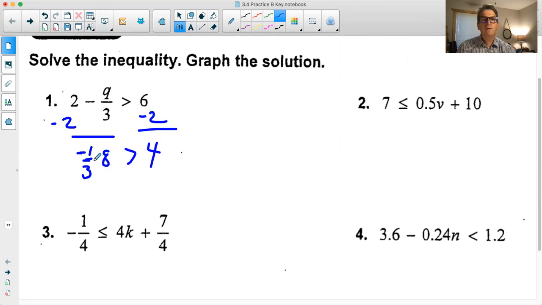Okay, so if we're going to solve this, you would multiply by the reciprocal of 1 over 3, which is negative 3 over 1. So when we multiply by a negative 3, we reverse the sign, which now becomes less than. And we have q is less than 4 times negative 3, which is negative 12.